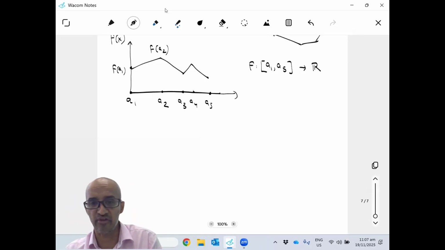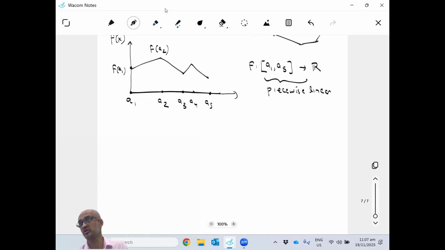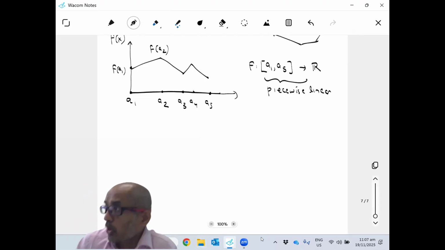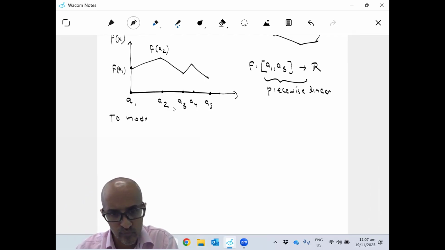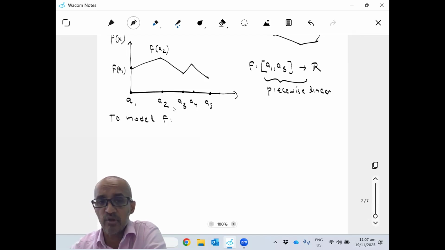Okay. And of course, f is piecewise linear, and clearly it's neither concave nor convex in this example. Okay. So what are we going to do? To model f, we're going to create binary variables. So the idea is to create a binary variable for each linear piece.